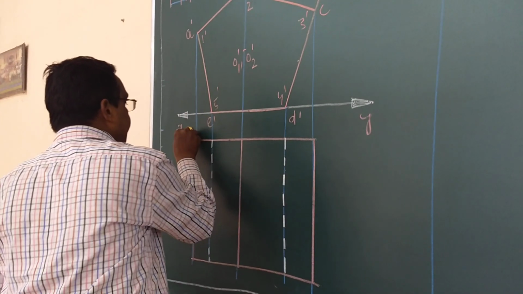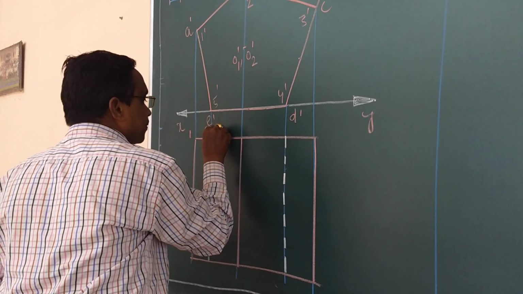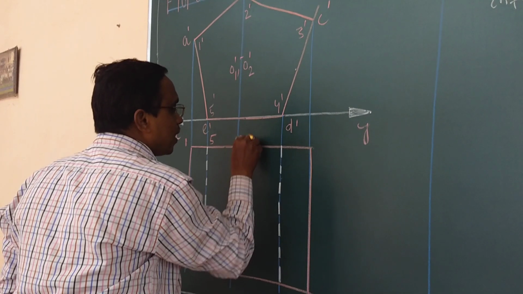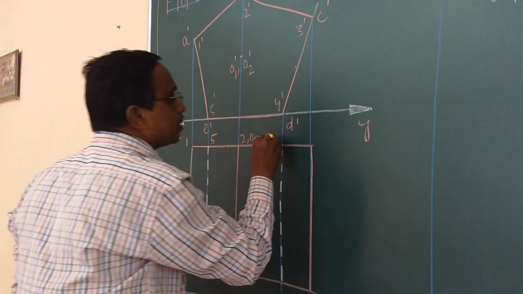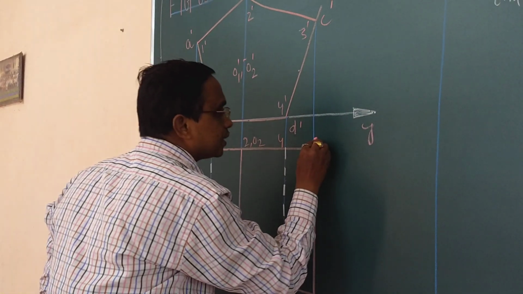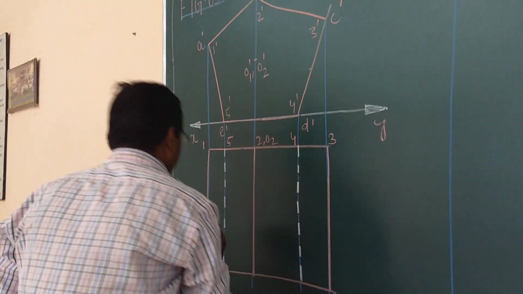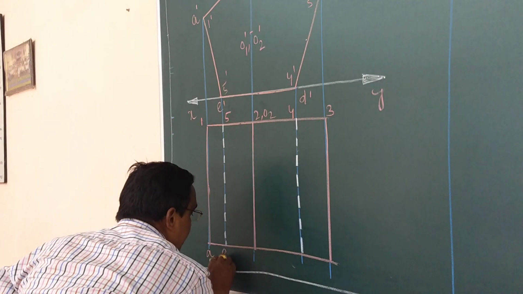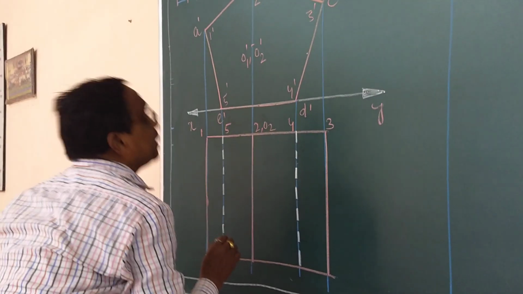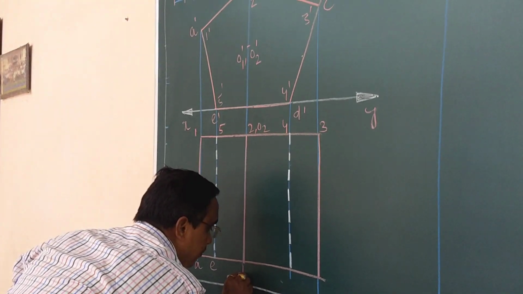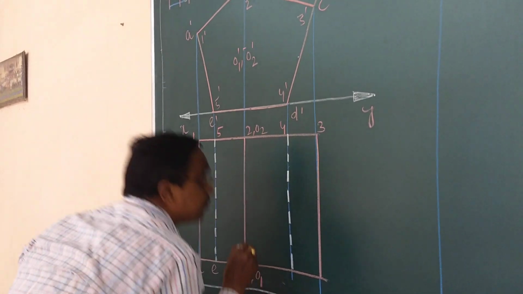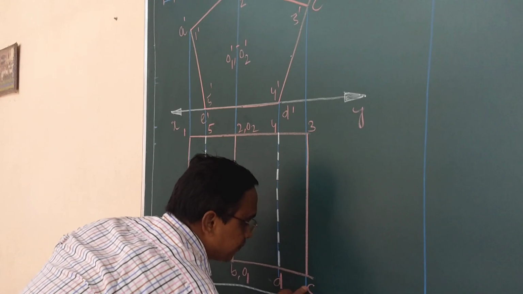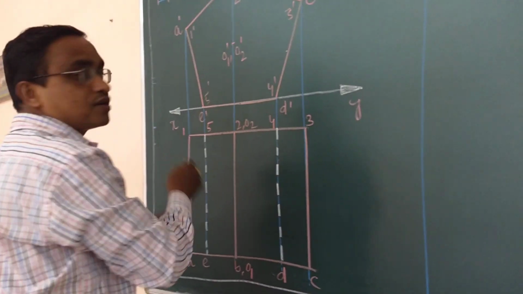1, here 5, here 2, comma O2, here 4, here 3, here A, E, then B, comma O1, then D and C. This is all about the drawing.